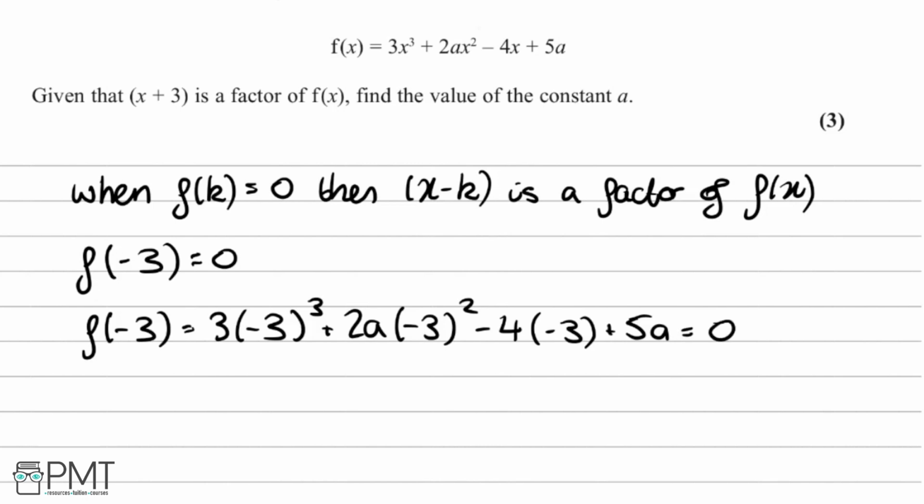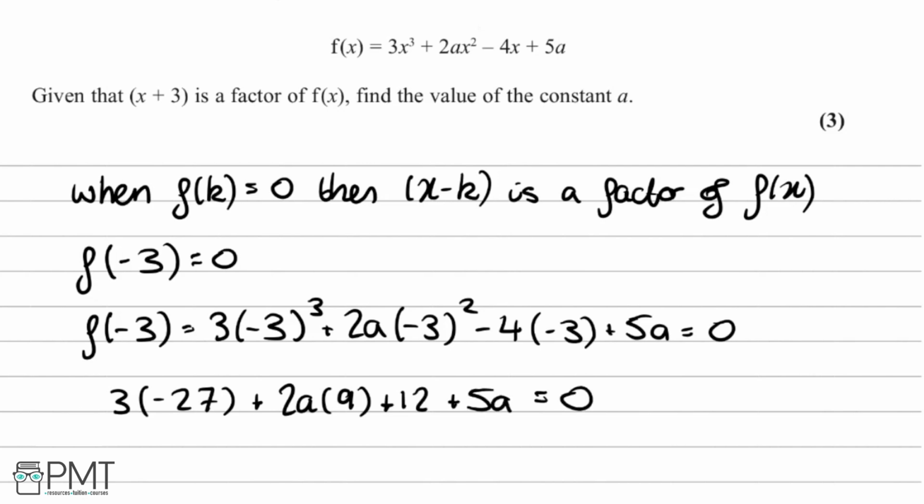So multiplying out these brackets, we've got 3 times minus 3 cubed. A minus times a minus times a minus gets a minus, and 3 cubed is 27. Plus 2a multiplied by, a negative times a negative is a positive, and 3 times 3 is 9. Minus 4 times minus 3, so we get plus 12, plus 5a equals 0. Now we're going to just multiply out the rest of the brackets. So 3 times minus 27 is minus 81, plus 9 times 2, so 18a, plus 12, plus 5a equals 0.